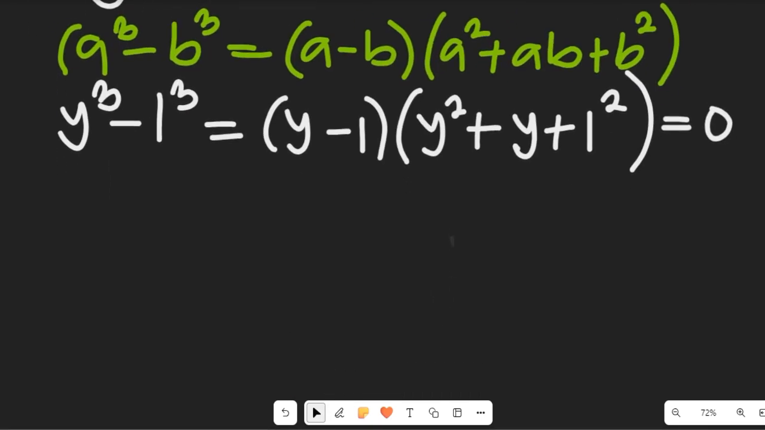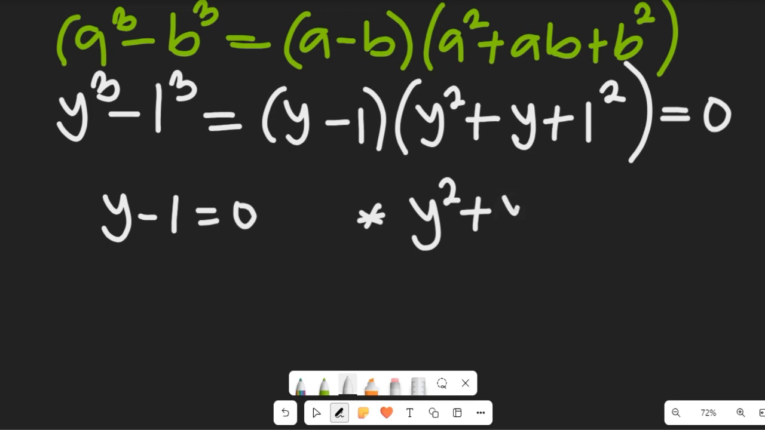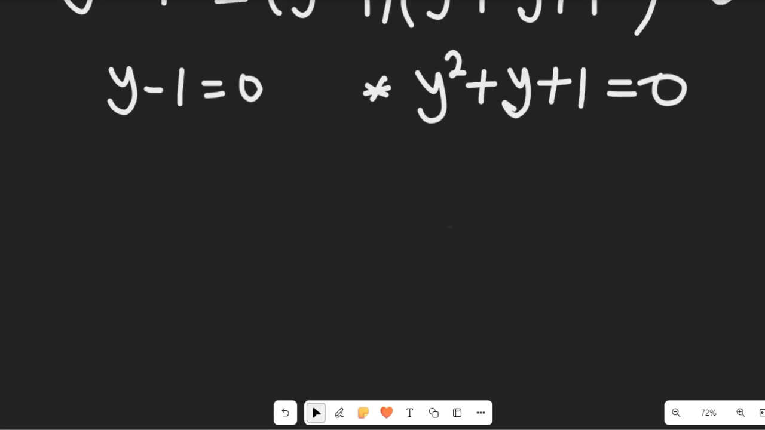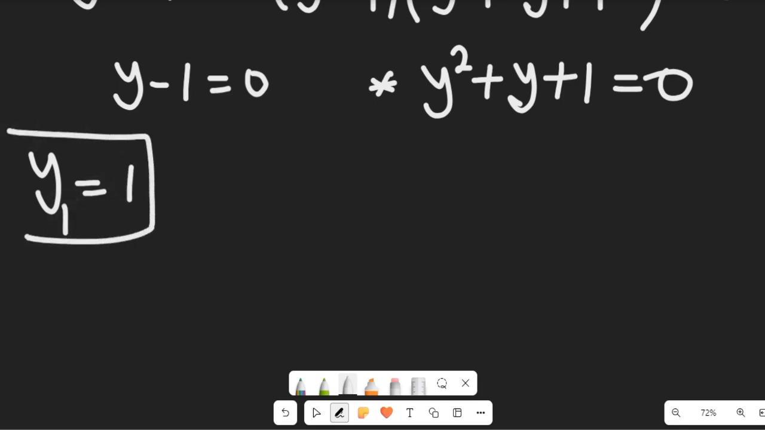So if we simplify this, we'll come to see that y minus 1 is equal to 0. Likewise, we can also have y square plus y plus 1 to be equal to 0. So we can simplify this to get the values of y. The first value of y will be equal to 1, and that is y1. So we see that our y1 is equal to 1.